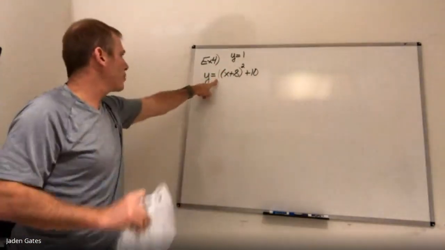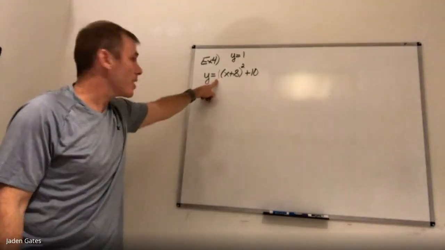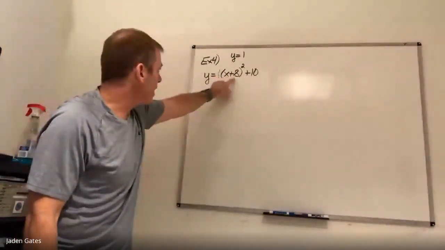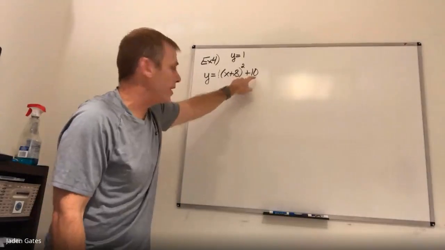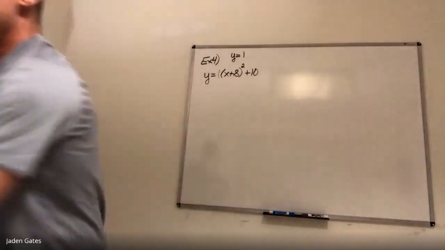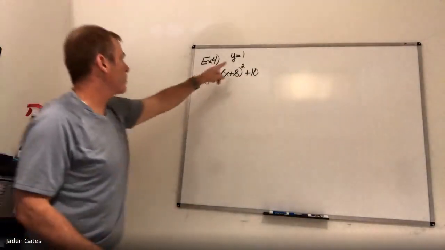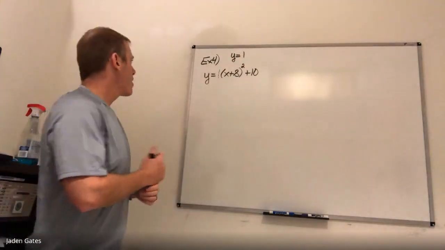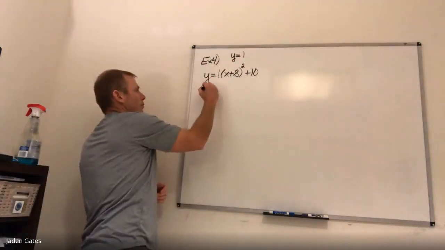It's positive though, so that means this parabola opens up because of our steps. Left 8 and up 10. That's where the vertex is. Okay. And we want to know, when does this parabola have a height of 1? All right, so wherever there's a y, again, I'm going to substitute in a y.